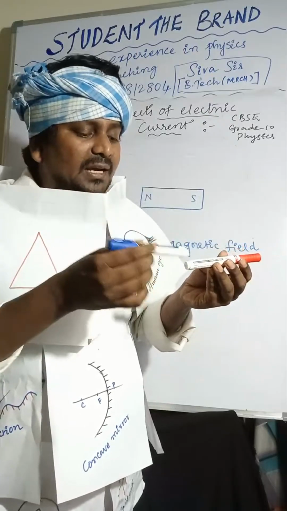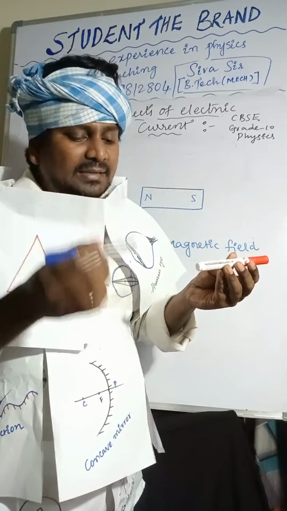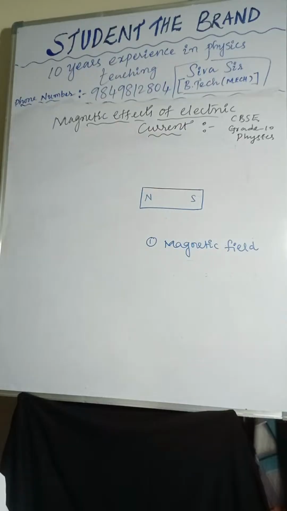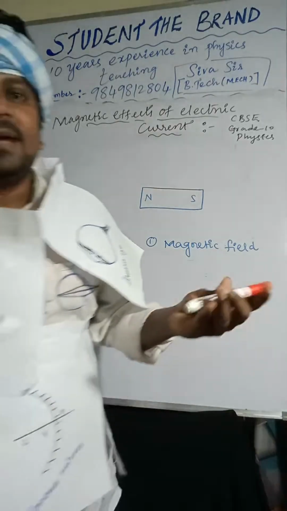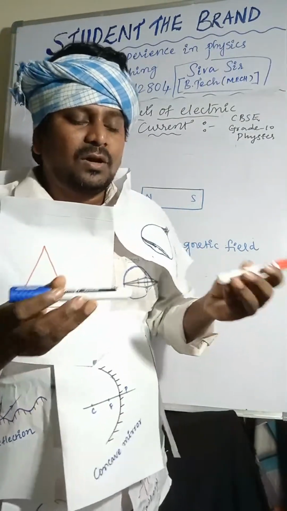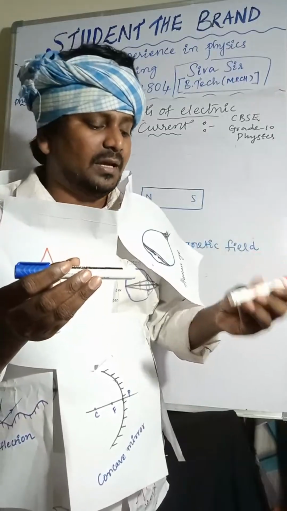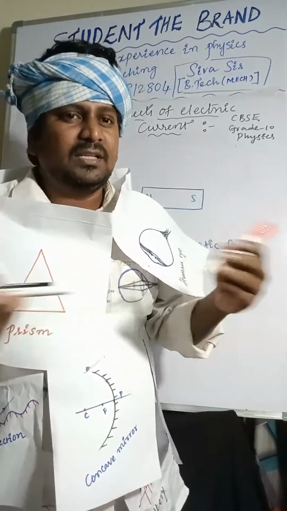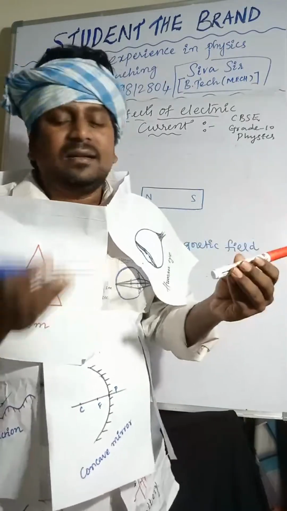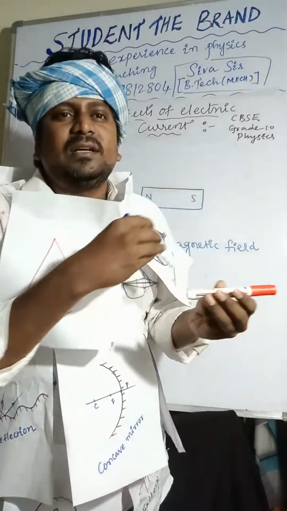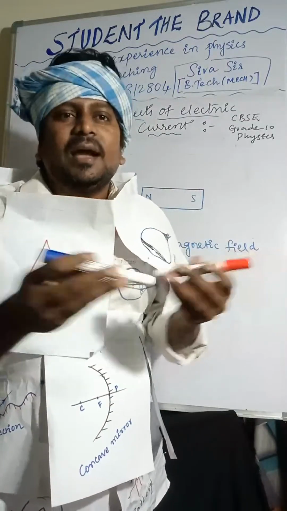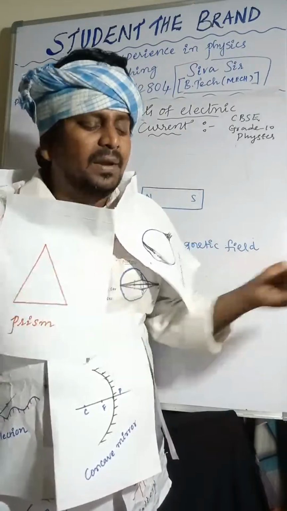So this magnet will not attract that magnet beyond a certain region. Taking magnet A and magnet B, magnet A will attract magnet B within a certain range only. The field range is a certain region only. Beyond that point it won't attract.